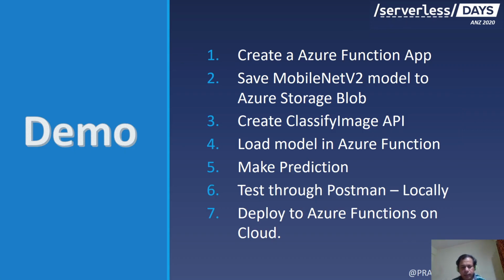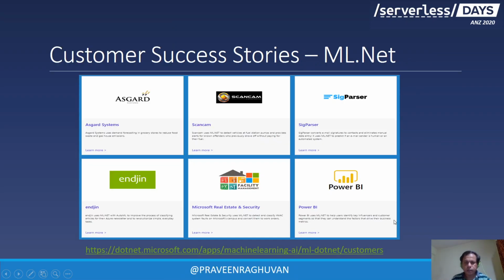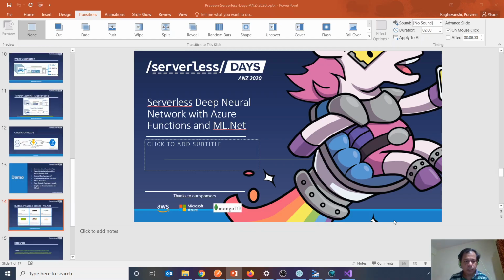So with that, let's get to the demo. We are going to create an Azure function app, that is already done. Then we need to save a model to the Azure storage blob. Then we need to create a classify image API. We need to load the model in the Azure function, make a prediction, and test through Postman locally first. Then once we are convinced that things are working fine, we'll deploy it on the cloud in the Azure function. Okay, let me turn to the code.